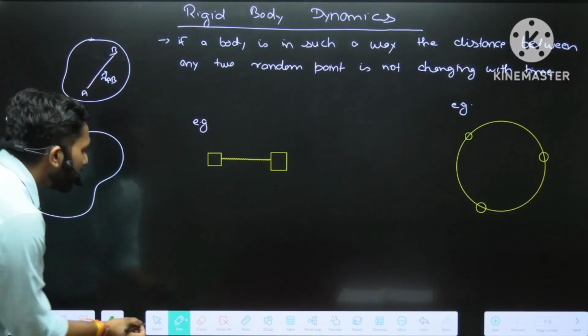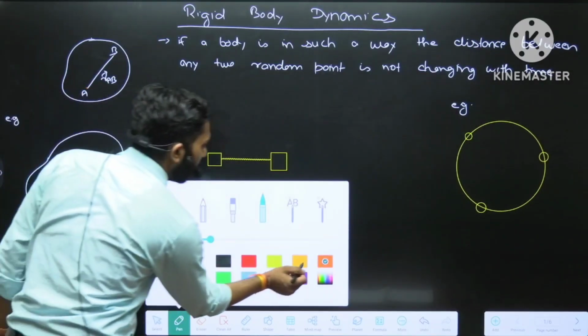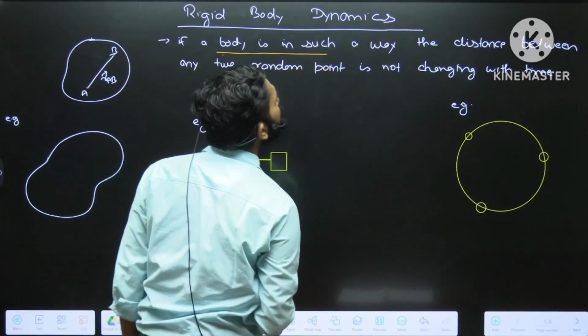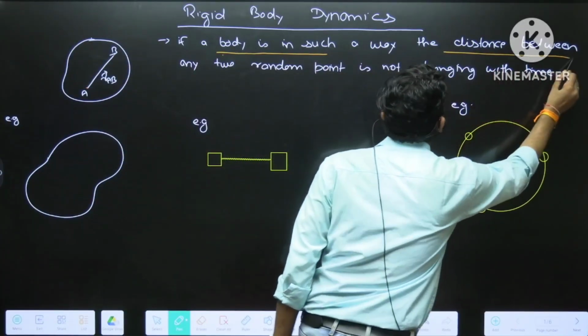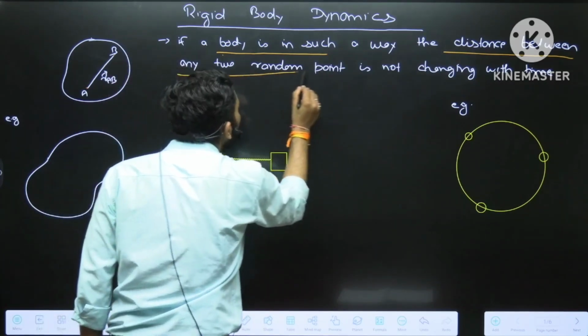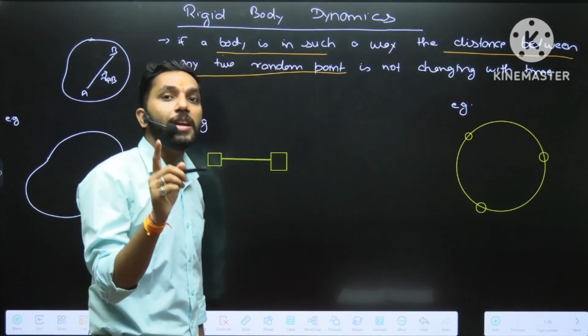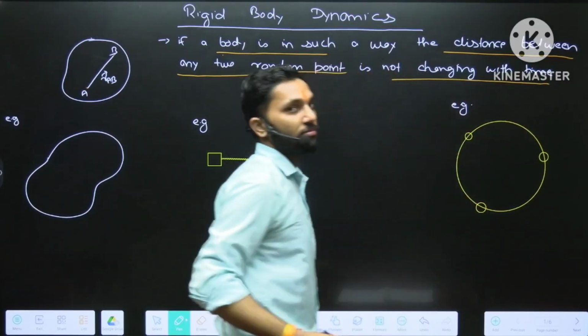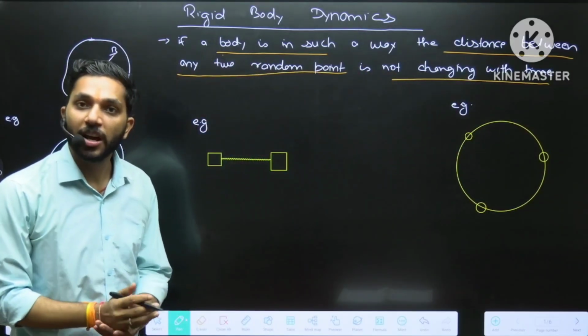So what is a rigid body? A rigid body is a body in such a way that the distance between any two random points is not changing with time. Then this body will be called a rigid body.